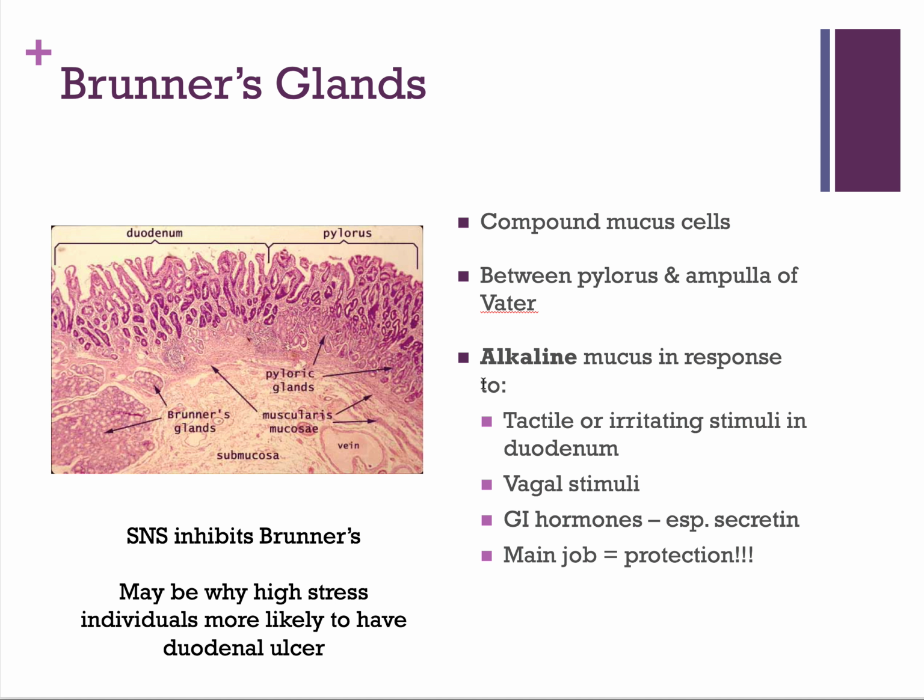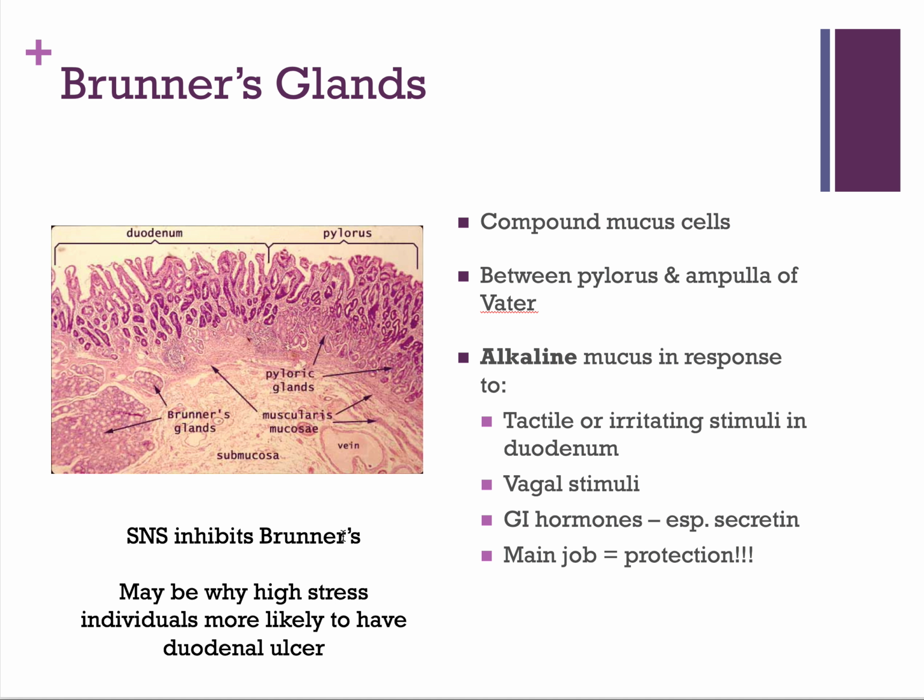Secretin can cause alkaline mucus production, which makes sense because secretin is driving the intestinal phase. And the main job of this system is just protection. So here's our pyloric glands. Here's the duodenum. This is where you're going to find these compound mucus cells. There is a name for these special cells. They're called Brunner's glands, again, named after the person who found them.